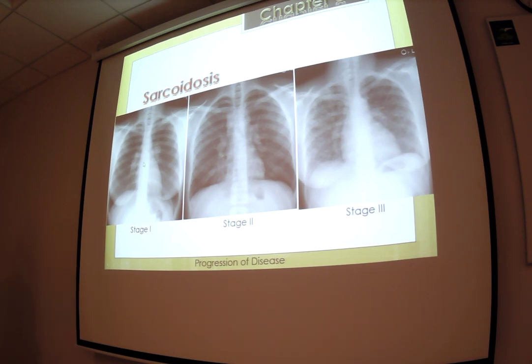So stages 1, 2, and 3. In stage 1, you see a little bit of enlargement in the hilar lymph nodes, but you can't really see the paratracheal. In stage 2, you start seeing more lymph node involvement, the enlargement of the paratracheal and hilar lymph nodes, and some consolidation in the chest. And at stage 3, you're going to see a lot of fibrosis already involved in both lungs.